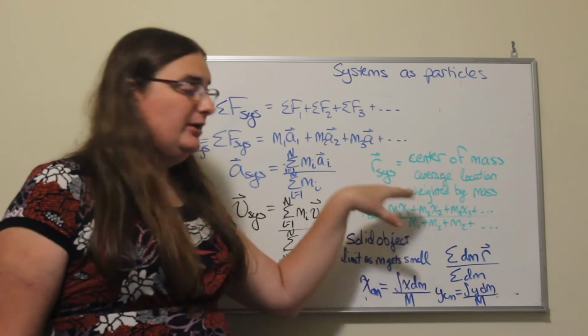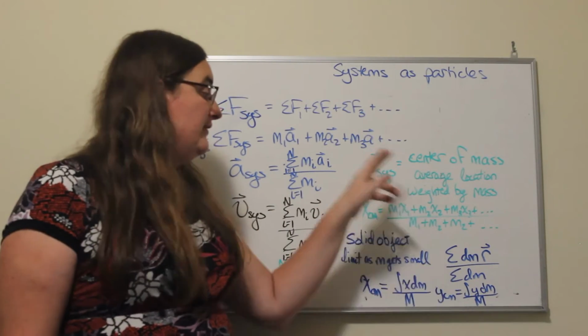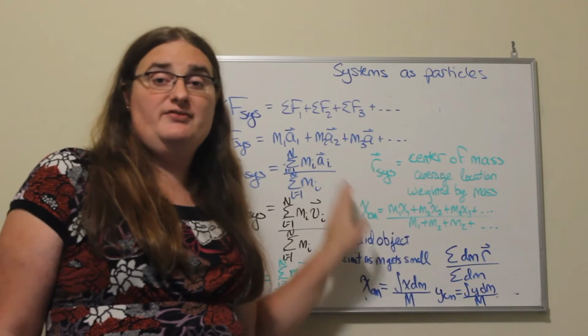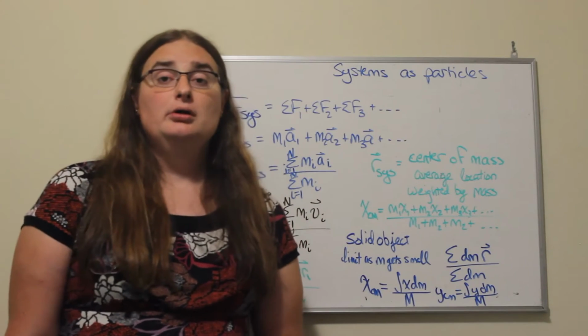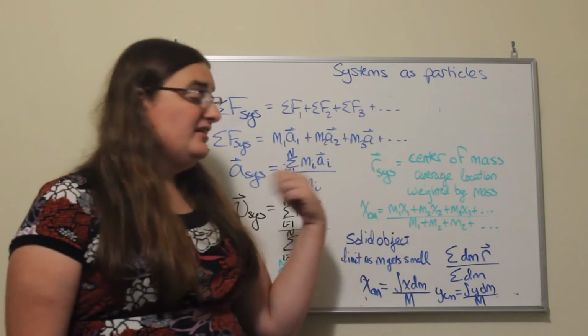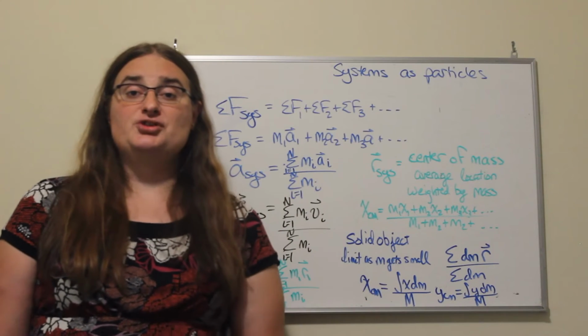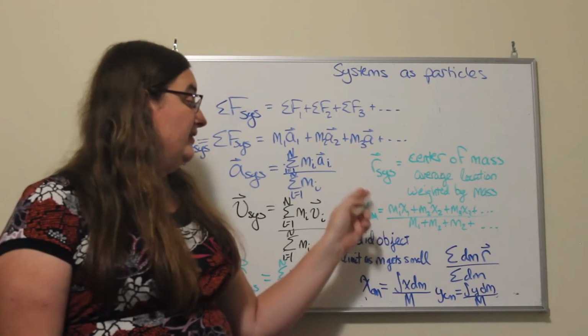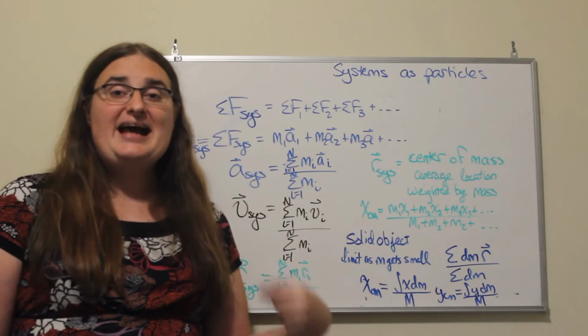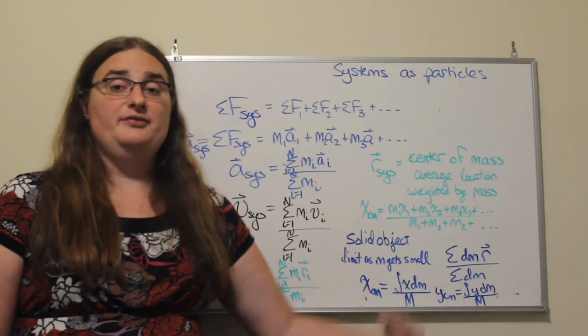The weight of object 1, mass 1 times the local strength of gravity, plus mass 2 times the local strength of gravity, and so on. Now, if gravity is constant, like we've been assuming so far, then the center of mass is exactly the same as the center of gravity.